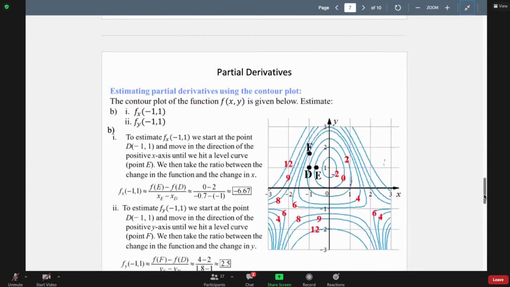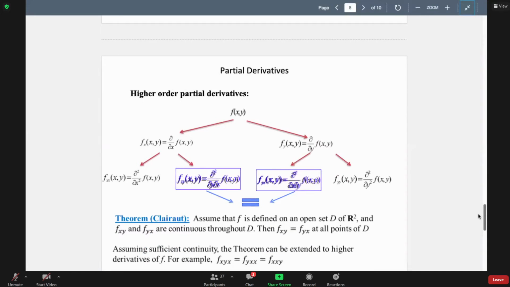Okay, so this is the second example. Higher order partial derivatives. Of course, you can compute those derivatives as many times as you want. So here is the diagram. You have a function f of x, y, you put it here.